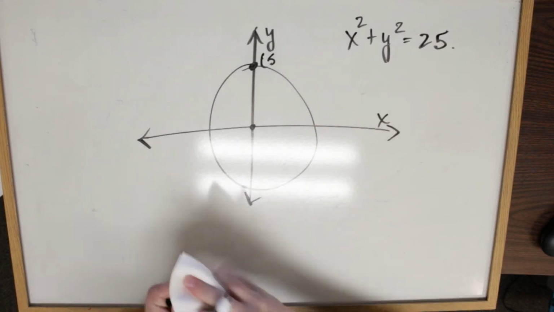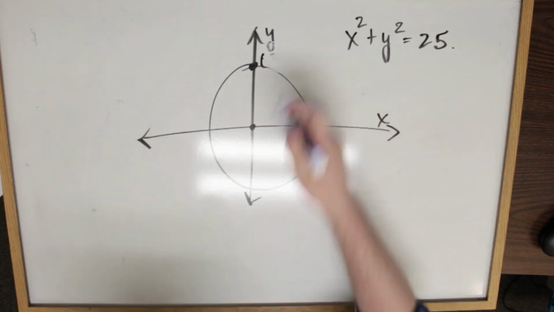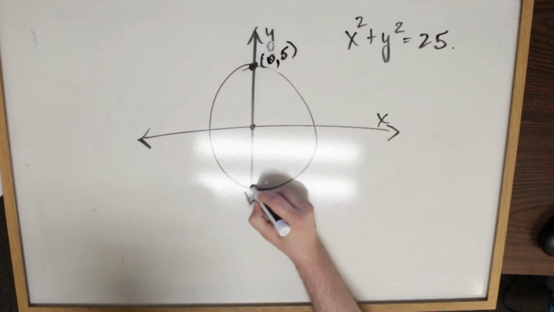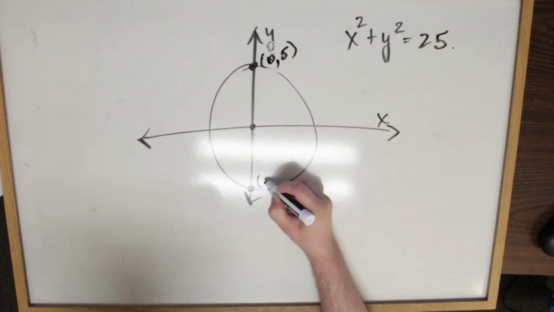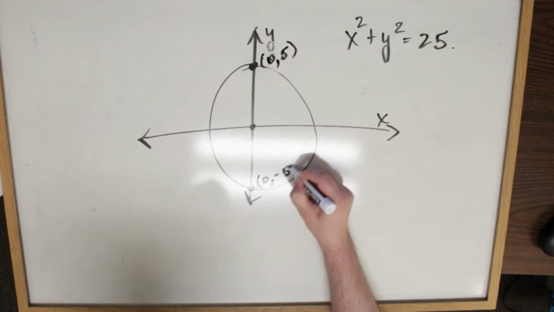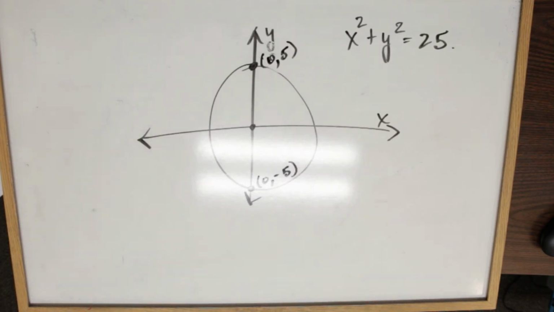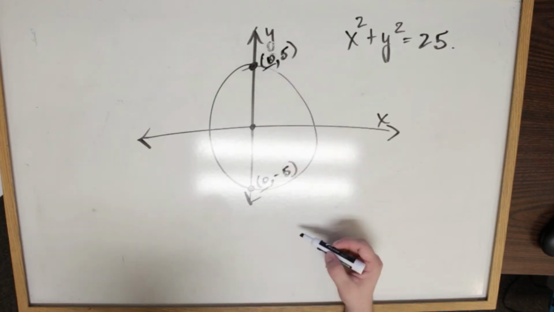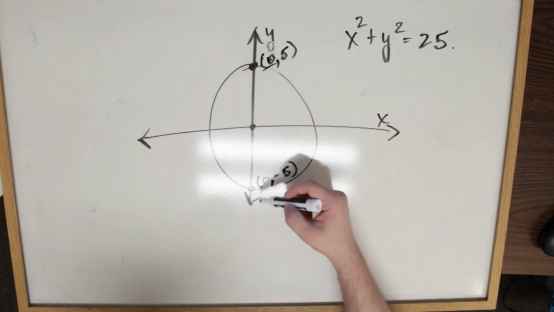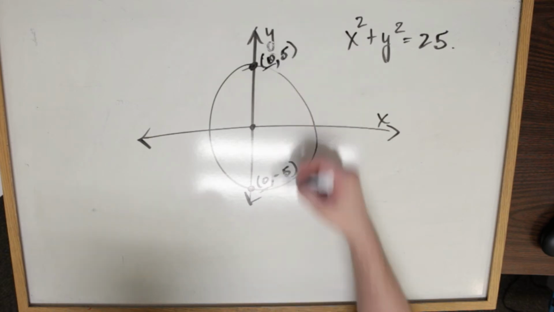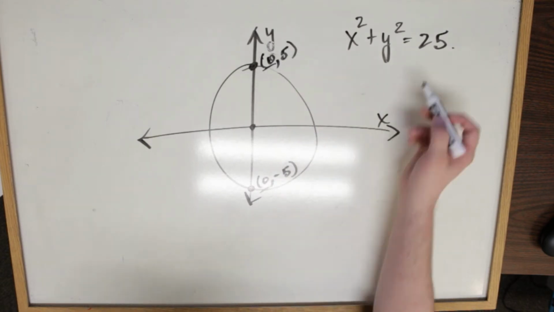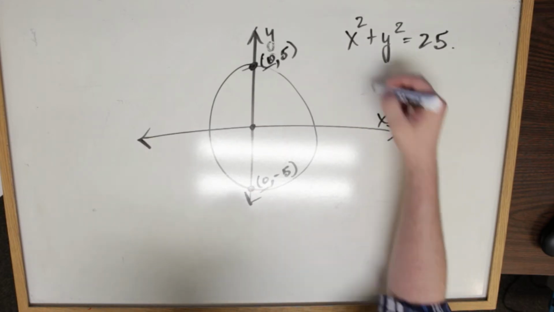I got my coordinates mixed up. This right here is going to be the coordinate (0, -5). But what you notice is that the 0 shows up twice. So because there are two y values represented at the same x value by this graph, this cannot be a function. Okay?